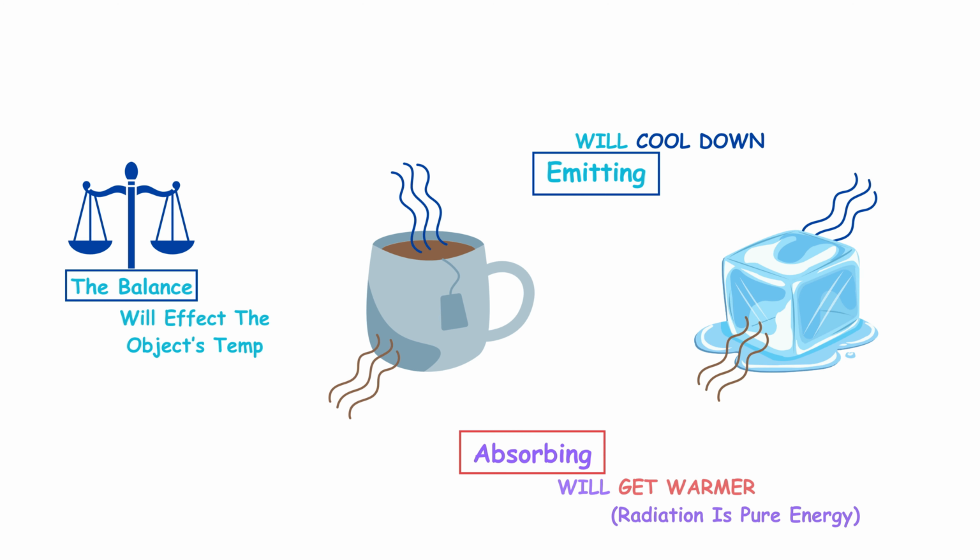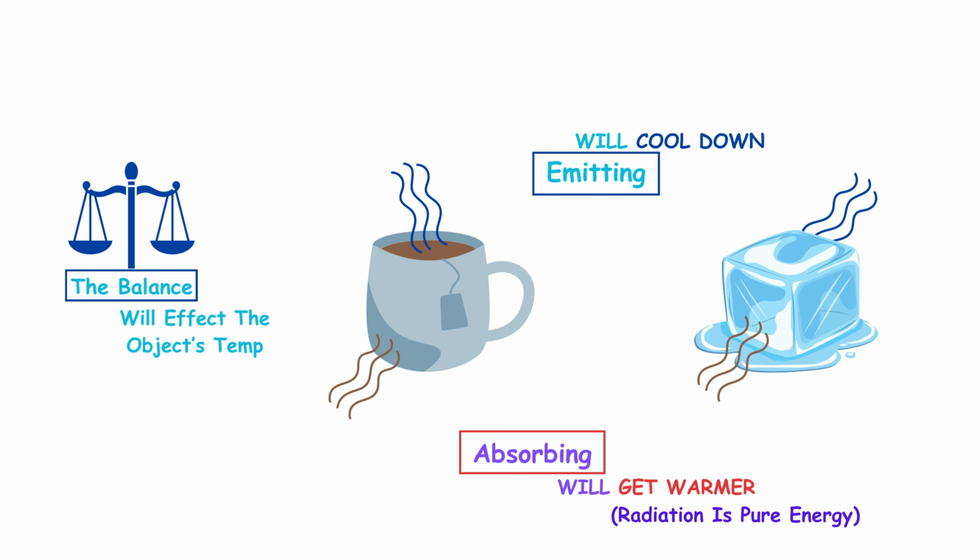In today's video, we are going to explore how objects interact with electromagnetic radiation and how this interaction affects their temperature. Whether we consider something as common as a cup of tea or something as simple as an ice cube, every object is continuously absorbing and emitting electromagnetic radiation in exchange with its surroundings. This exchange plays a crucial role in thermal energy transfer.